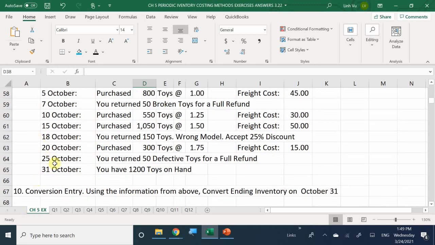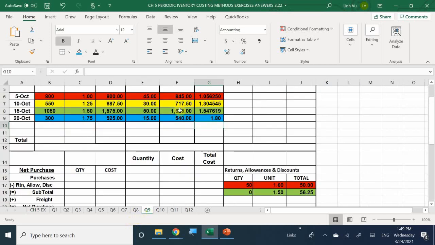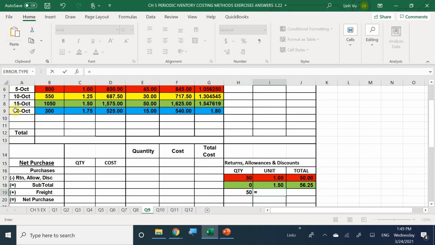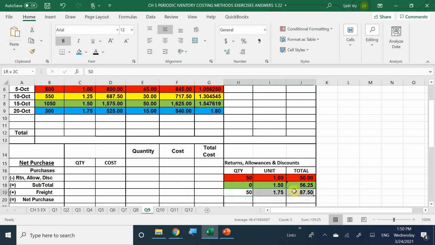Right. So then, you return 50 defective toys for a full refund, so we've returned 50 of those items. Once again, I'm going to go back to my inventory worksheet, down to the bottom right here. In this case, we returned 50 at what unit price? 175, which gives me a total cost of 87.50. So this is how much money we're going to get back, and again, this is associated with the blue batch, right?